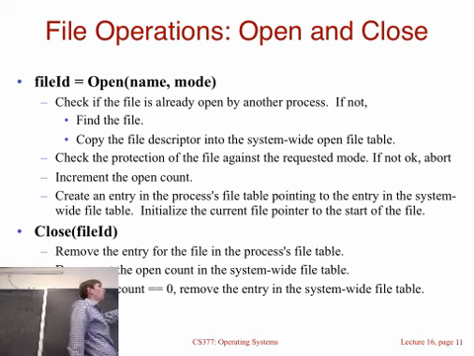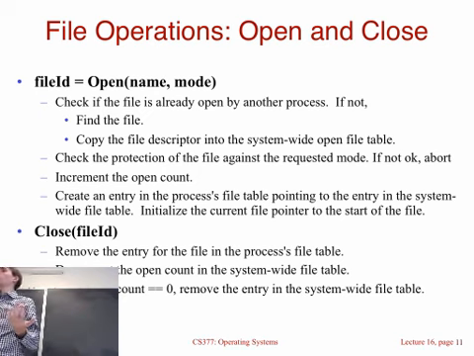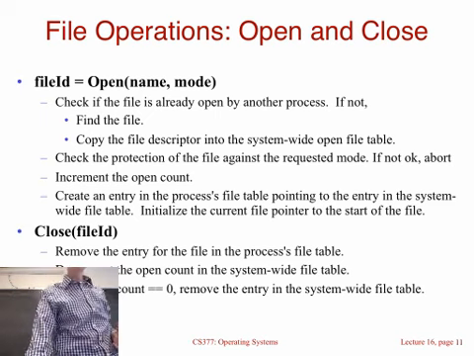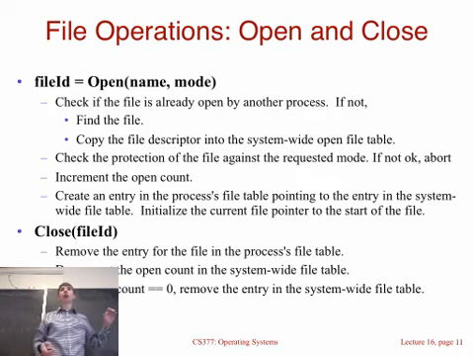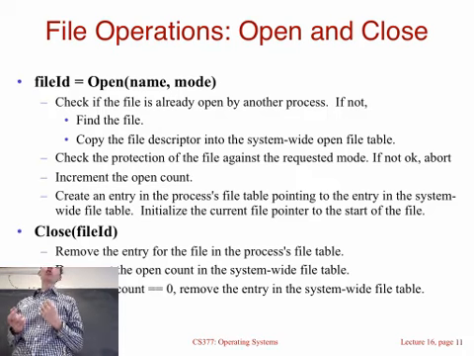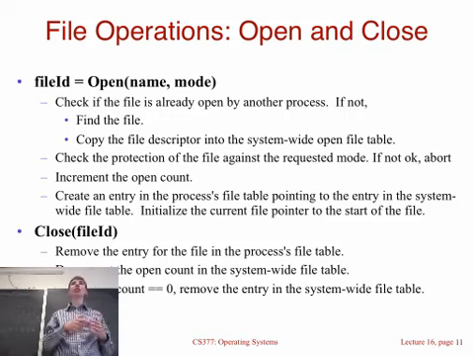And then close is pretty straightforward. We remove the entry from the per-process table, decrement the open count, and if the count is 0, that tells us no one is using that particular file anymore, so we can remove it from the system-wide table. All these operate on file descriptors, which are basically pointers to an actual file, which, as we'll see in a minute, is not the same thing as the name that you may have given when you opened up the file.